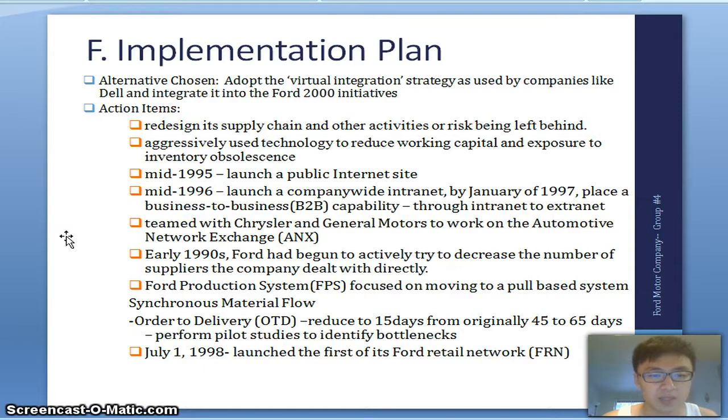In the early 1990s, Ford had begun to actively try to decrease the number of suppliers the company dealt with directly. For the production system, focused on moving to a pull-based system with synchronous material flow, order to delivery reduced to 15 days from originally 45 to 65 days, and performed pilot studies to identify bottlenecks. On January 1st, 1998, launched the first of its Ford Retail Network.